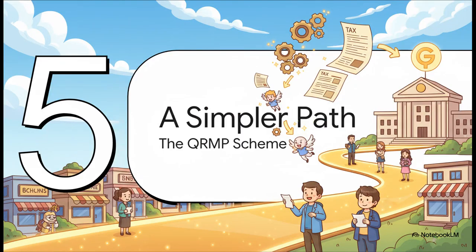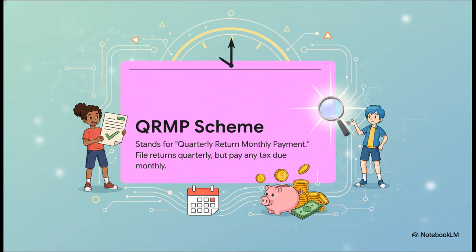So that's the standard monthly grind. And it can be a lot, especially if you're a small business. The good news is the government recognized this and came up with a simpler option, something called the QRMP scheme. QRMP stands for Quarterly Return Monthly Payment. And really, the name tells you everything you need to know. Instead of filing your big returns, your GSTR1 and 3B, every single month, you can file them just once a quarter. A huge time saver.